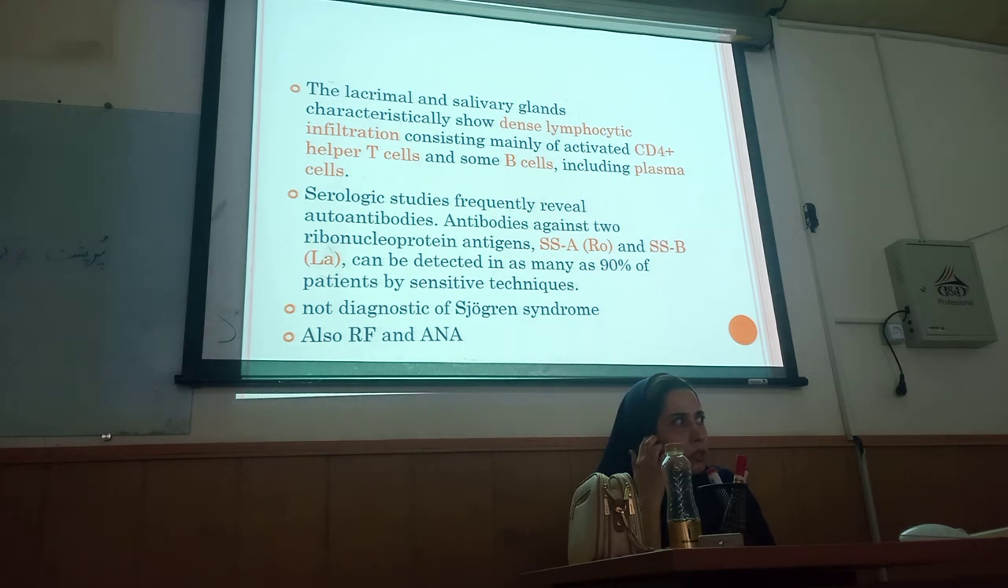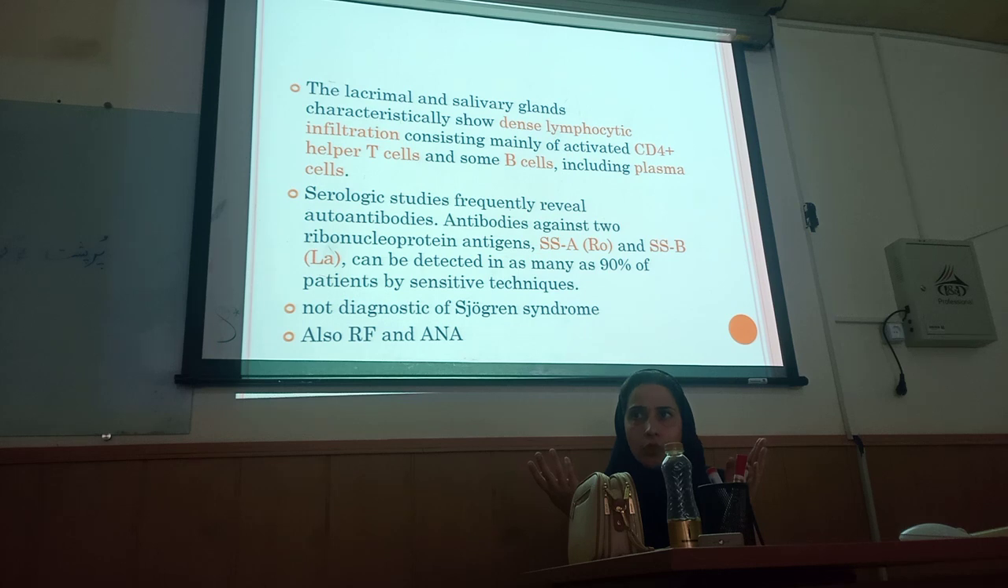Why is it written as not diagnostic of Sjögren syndrome? Yes, they are not diagnostic. Why? Because they can be seen in other autoimmune disorders as well, for example, in SLE. Sometimes, for example, you suspect that a patient has Sjögren's syndrome, and you analyze the presence of these antibodies in blood. If the patient has symptoms and has these antibodies, he probably has Sjögren's syndrome.